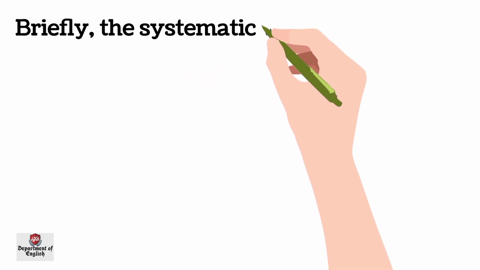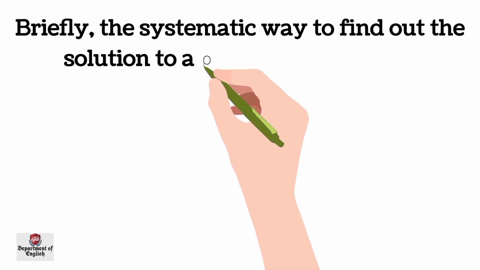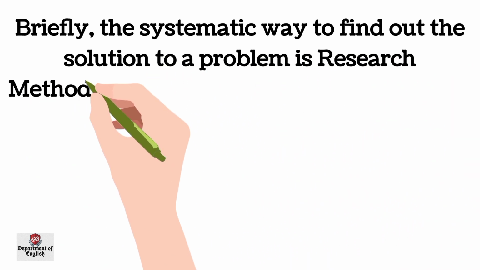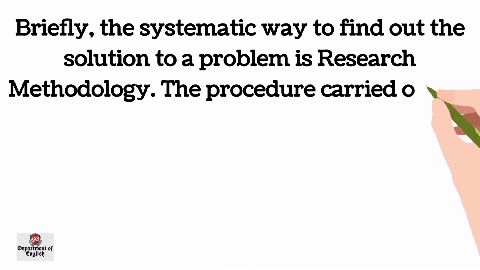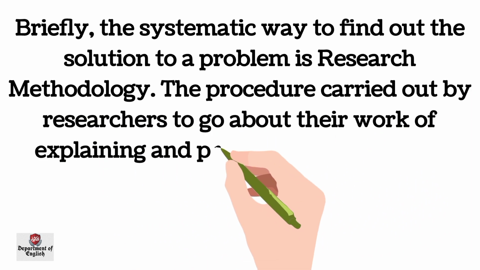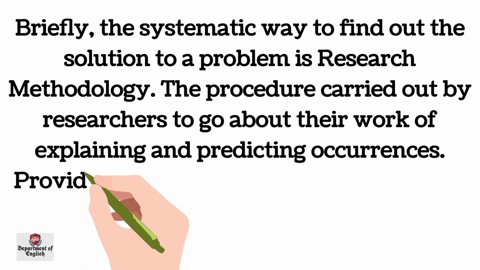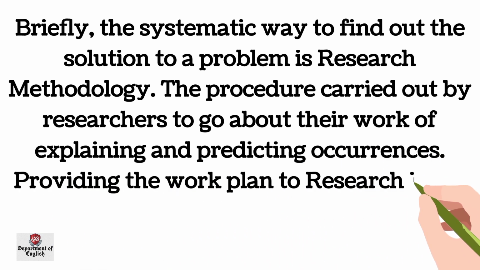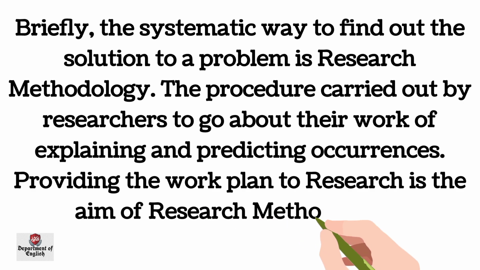Briefly, the systematic way to find out the solution to a problem is research methodology. It is the procedure carried out by researchers to go about their work of explaining and predicting occurrences. Providing the work plan to research is the aim of research methodology.